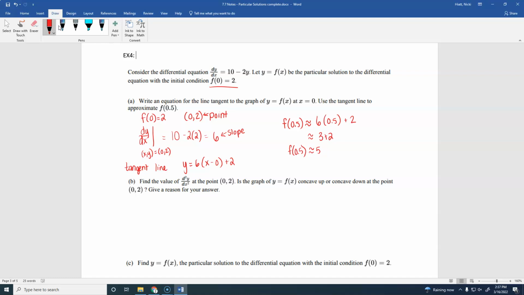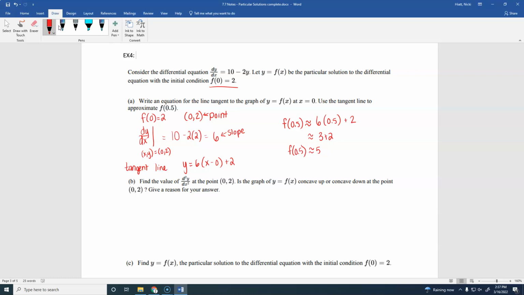All right, so now they ask us to find the value of the second derivative at the point (0, 2). And then ask if that's concave up or concave down, give a reason for your answer. So when we're talking about concavity, how do we know if we're concave up or concave down? Second derivative is positive or negative. Right. Second derivative, yes.